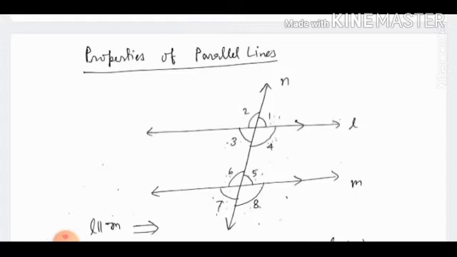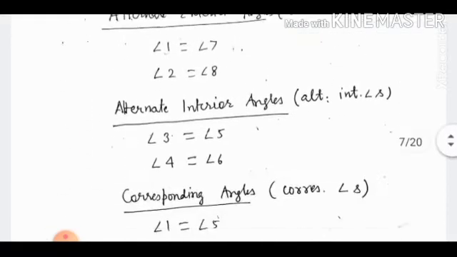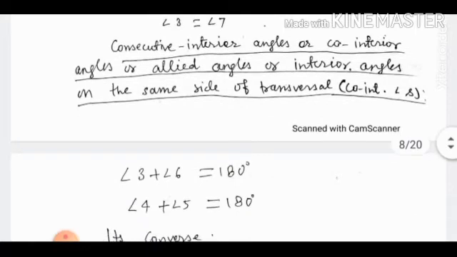Suppose on the right side, angle 4 and angle 5. So angle 4 and angle 5 are co-interior angles. Also angle 3 and angle 6 are co-interior angles. So if line L is parallel to M, then co-interior angles are supplementary. That's why angle 3 plus angle 6 is equal to 180 degrees and angle 4 plus angle 5 is equal to 180 degrees.